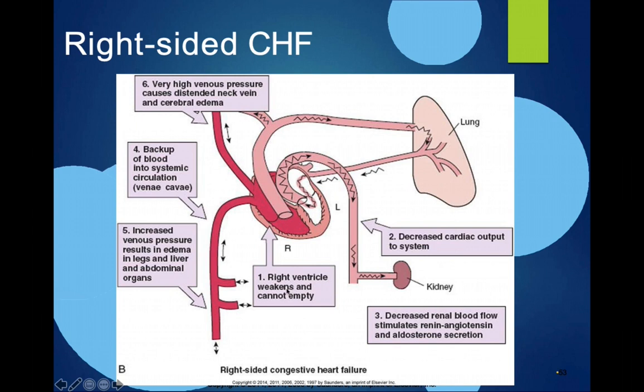So if the right ventricle weakens and can't empty, there's going to be decreased cardiac output, of course. There's decreased renal blood flow that will stimulate the renin, angiotensin, aldosterone system, of course. You're going to get backup of blood into systemic circulation. So you're going to start to get this backflow of blood and this increased pressure. Instead of the blood coming this way into the right atrium, it's going to backflow and push this way. It's going to backflow and push this way. So you're going to get swollen hands, swollen feet, swollen organs, swollen spleen, liver, feet, legs, right?